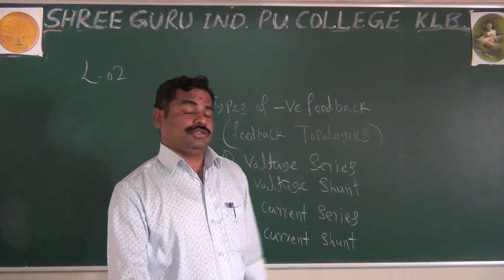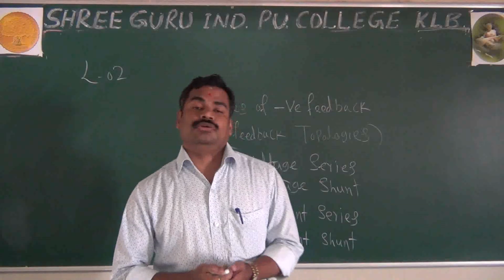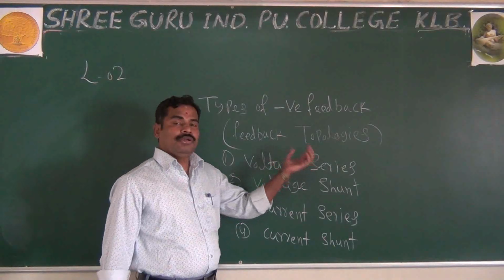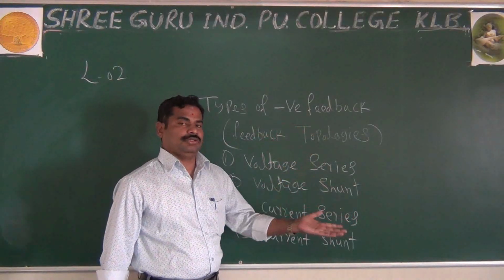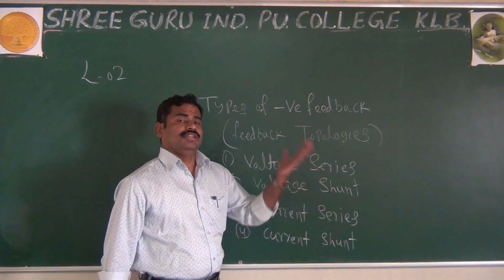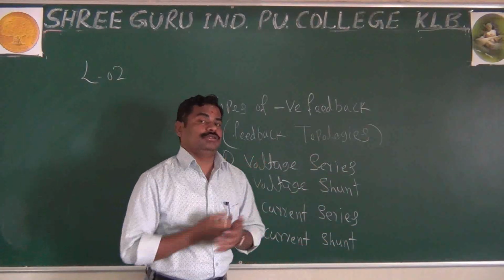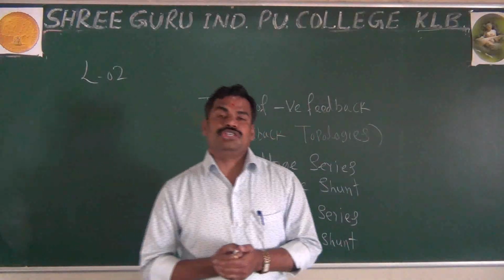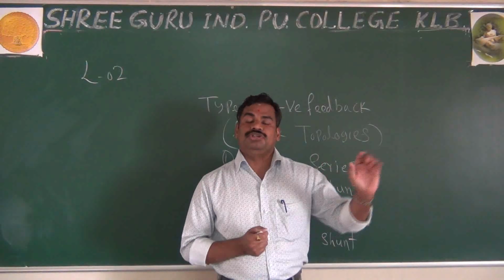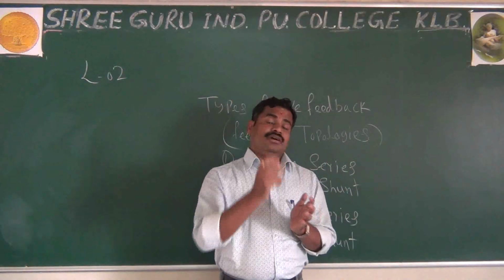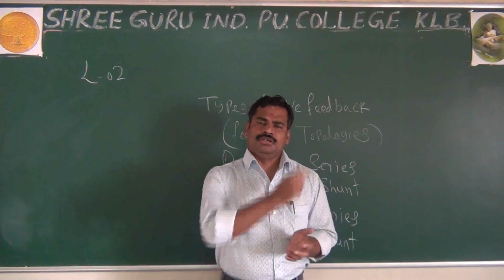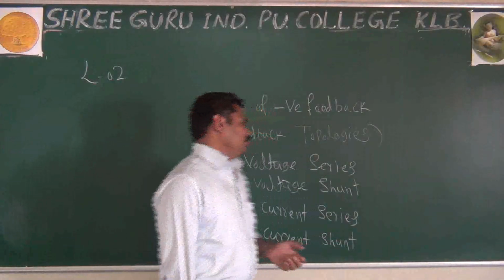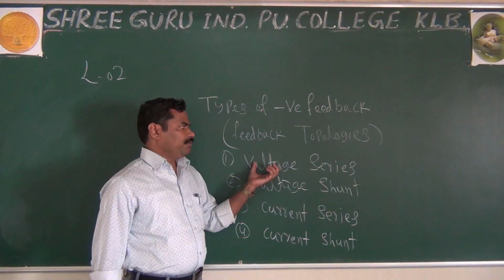These are the types of negative feedback. It is also called feedback topologies. It means, as I said already, it may be the input signal or output signal, current and voltages. That input signal or output signal, how you are feeding it back. Because in feedback, some part of the output is given back to the input. That part of the output may be current or voltage, and how it is connected to the input, it may be series or parallel. That's why you have done voltage series feedback.